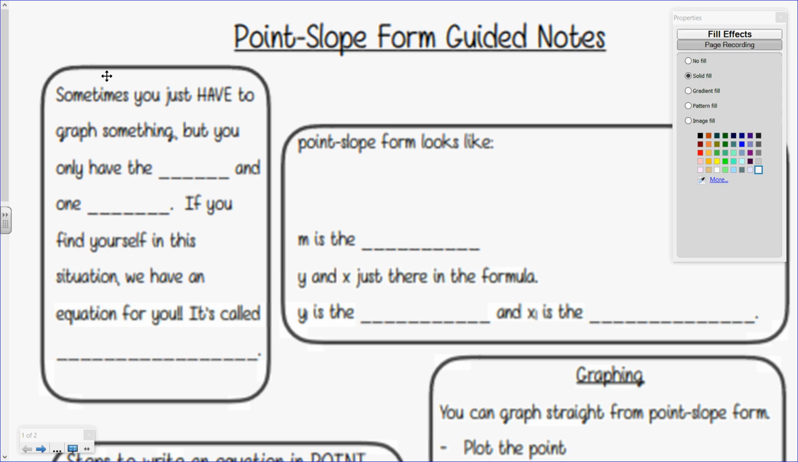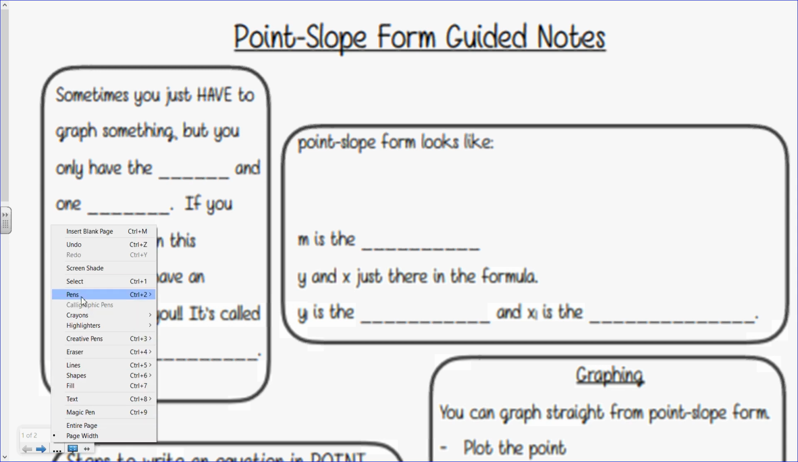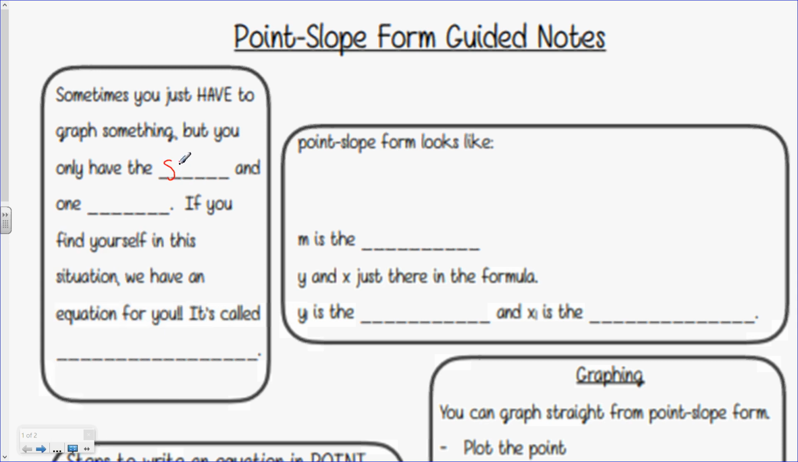We are talking about point slope form. With point slope form, sometimes you have to graph something, but you only have the slope and one point. If you find yourself in this situation, you have an equation for it. It's called point slope form.